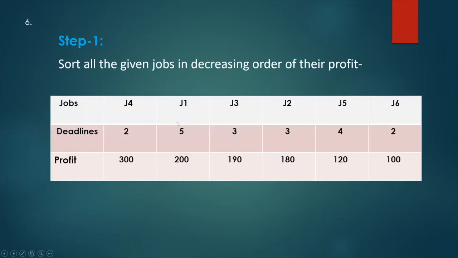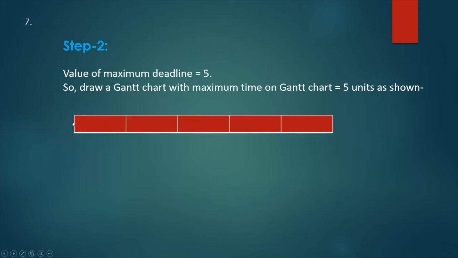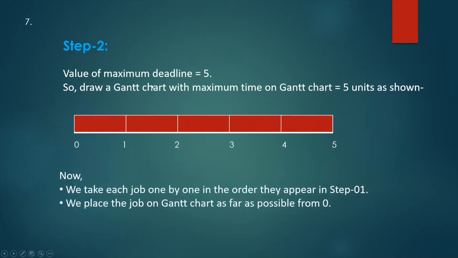And let's see another thing. What is the maximum deadline? The maximum deadline is 5. It will help me in step 2, so remember that the maximum deadline is 5. So in step 2, as I said, the maximum deadline is 5, so we will draw a Gantt chart. This is my chart. It will start from 0 and end with 5, which is basically the maximum deadline.